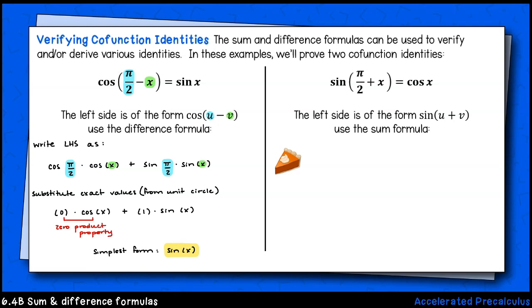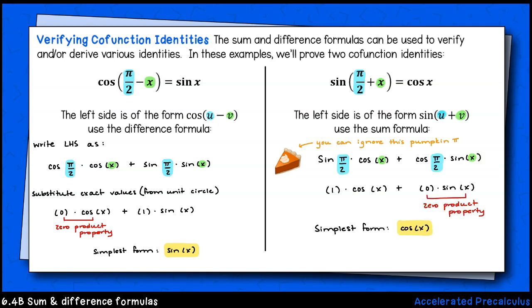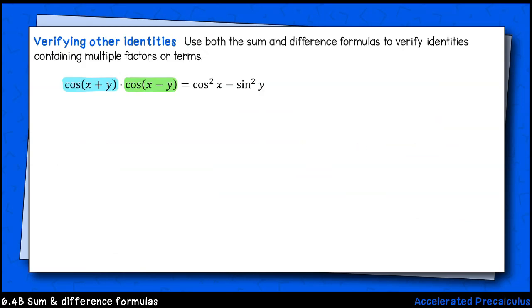Now let's hop over to the right. This time we're verifying sine of pi over 2 plus x equals cosine of x. Note that the left-hand side takes the form of sine of u plus v, so again we'll expand this out using the sum formula. Once again, substitute any known values and simplify as much as possible. Since we are again multiplying by 0, this time in our second term, this entire expression simplifies to cosine of x.